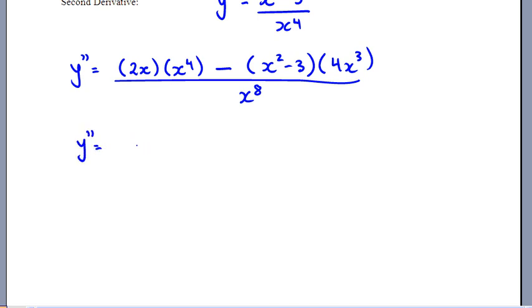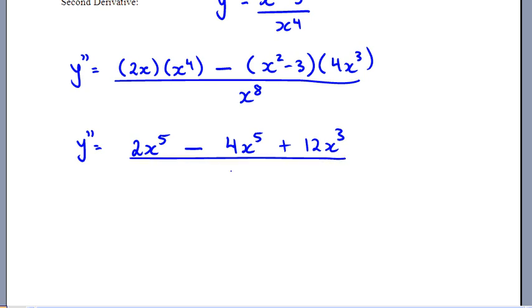What do we have here? We've got a 2x to the 5th minus a 4x to the 5th plus a 12x cubed. All still sitting on top of an x to the 8th. It's a lot of x's down there.